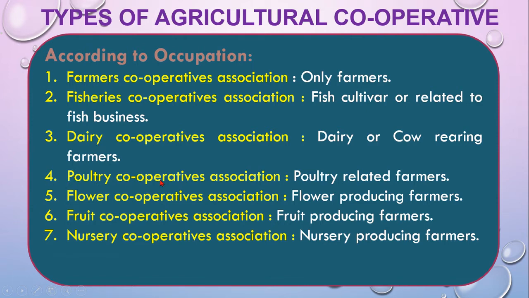Next one is poultry farm, the same, poultry related farmers. Next one is flower cooperative, which is flower producing farmers. Next one is fruit cooperative association, where fruit producing farmers can join. Next one is nursery cooperative association, for nursery producing farmers. That means all types of individual occupation and person can join with that individual cooperative society.